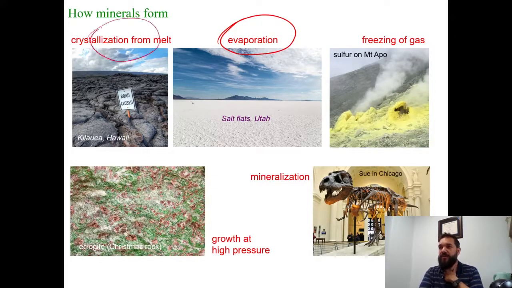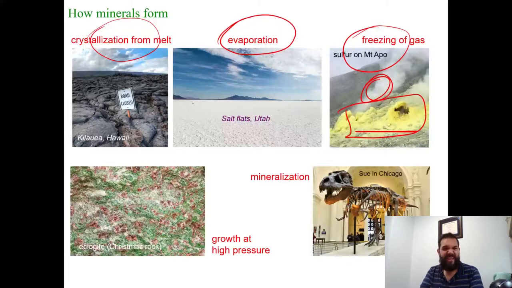You could have crystallization from a melt. So imagine a hot volcano spurting out lava. The lava cools and crystallizes. That's another way. You could have freezing of a gas. Now that's relatively rare, but it does happen. Okay. So for example, you can see that all this sulfur gas is freezing onto the surface and forming that yellow sulfur near a volcanic vent in Italy.